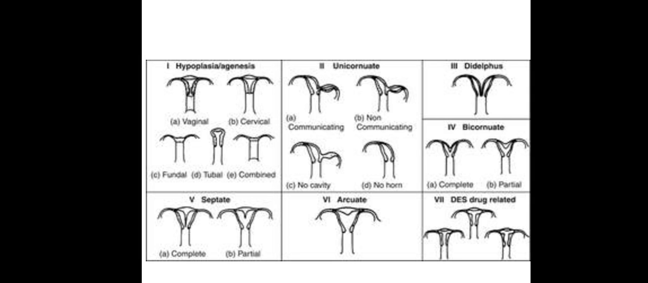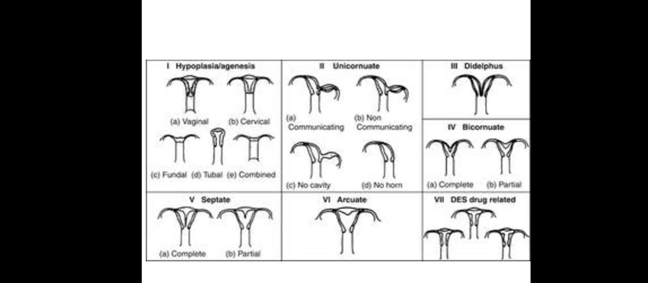Now what happens to the non-communicating horn is, if there is an endometrium, it's going to bleed cyclically. It is going to undergo all the changes that your normal uterus goes through. That collected blood has no place to go, and that is going to form a pelvic mass. That is what we talked about earlier. Now A is a communicating horn.